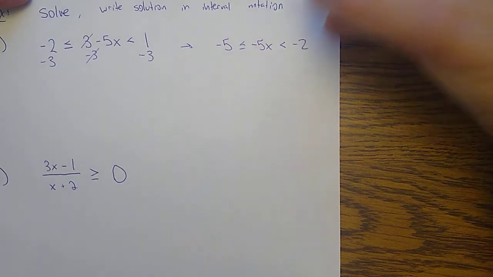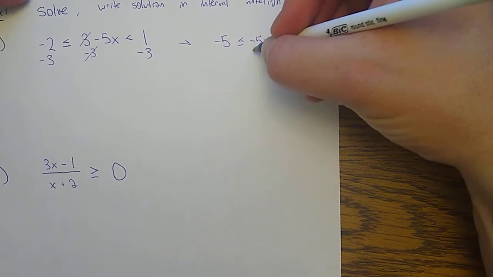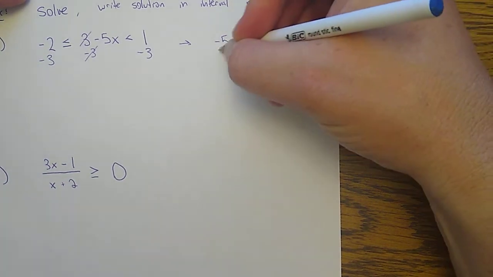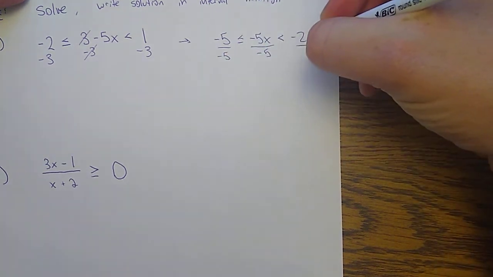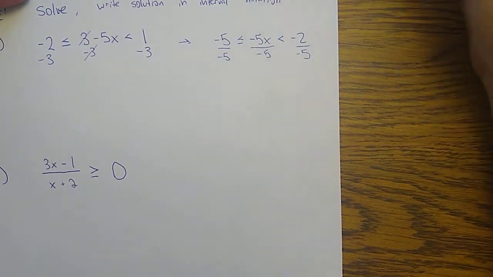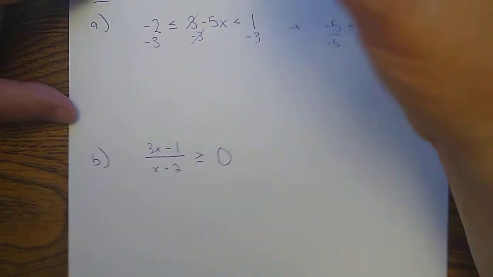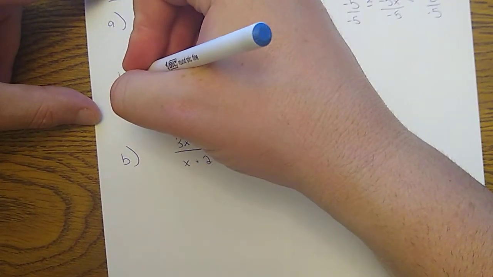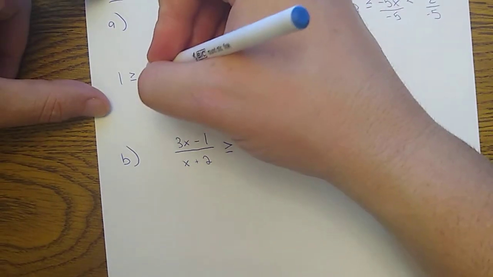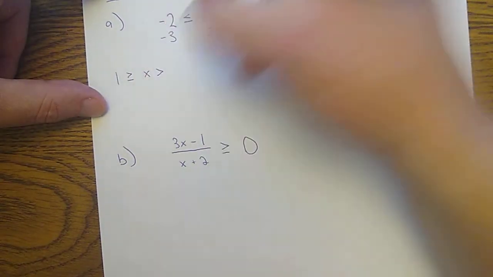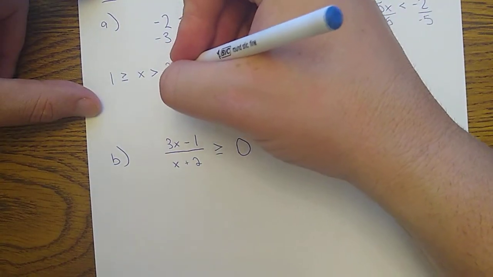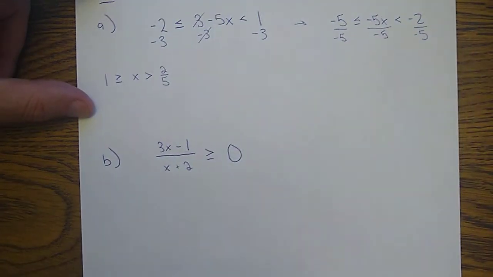And then what would I want to do? I would want to divide by -5 to get rid of this. Of course, with inequalities, since I'm dividing by a negative, now I have to reverse the order of everything. So 1 is greater than or equal to x, which is greater than 2/5.